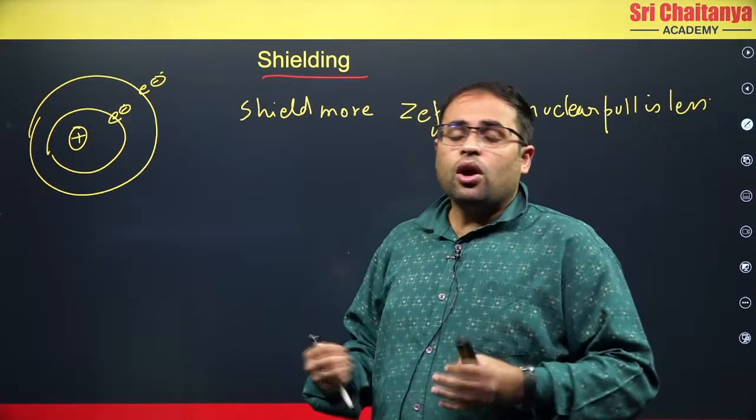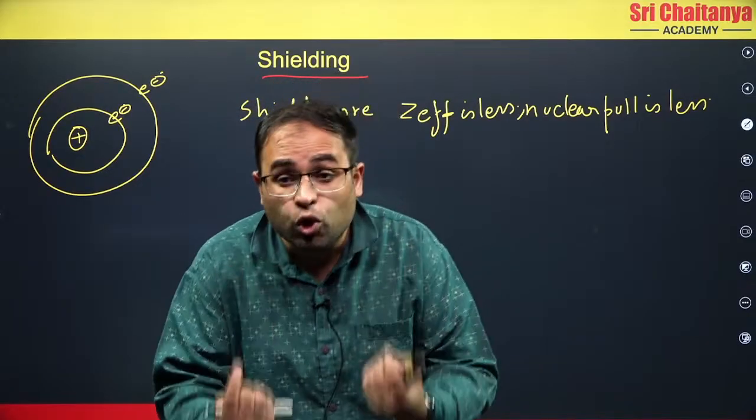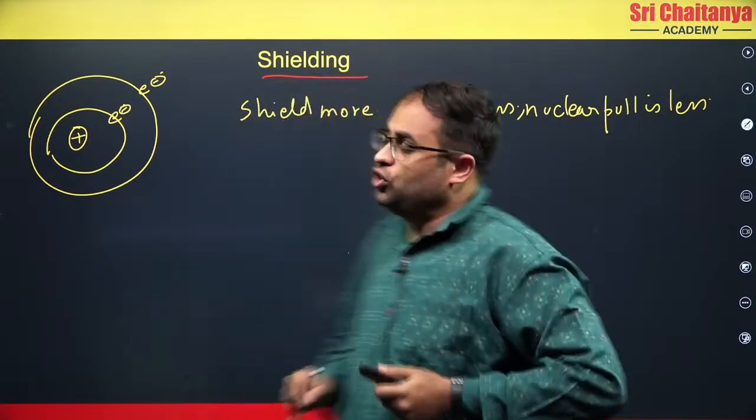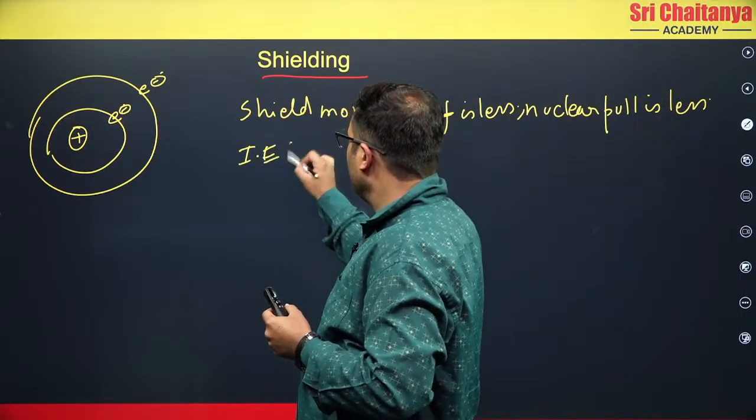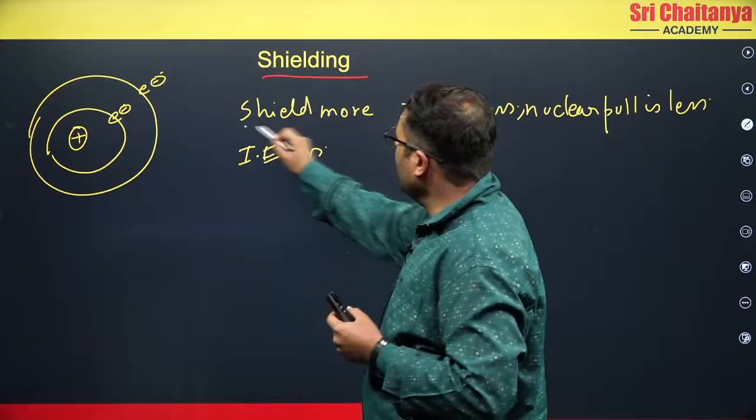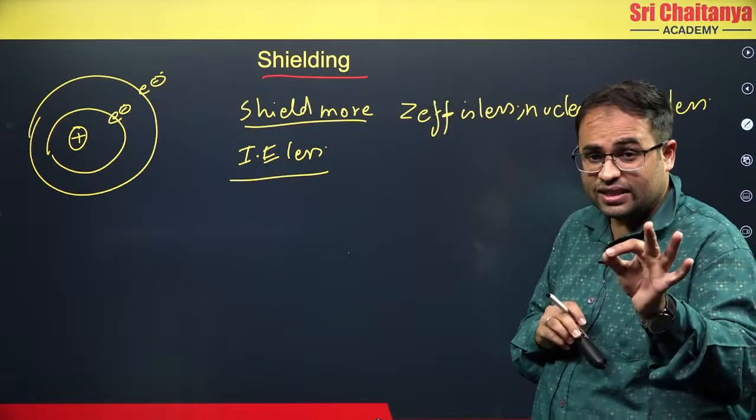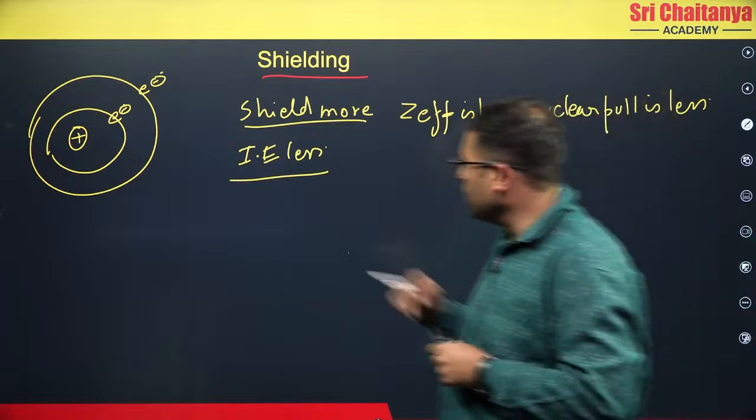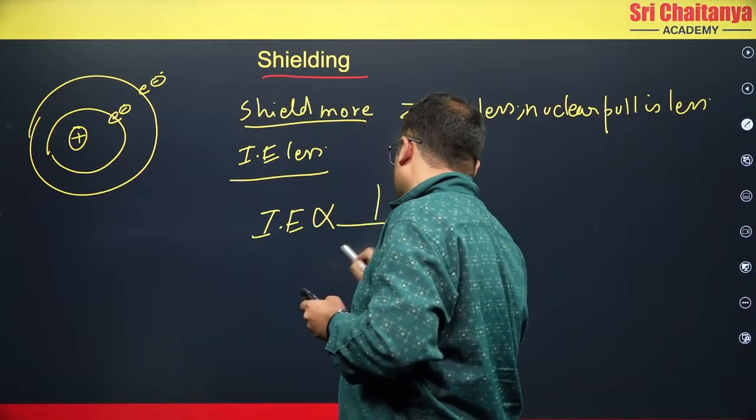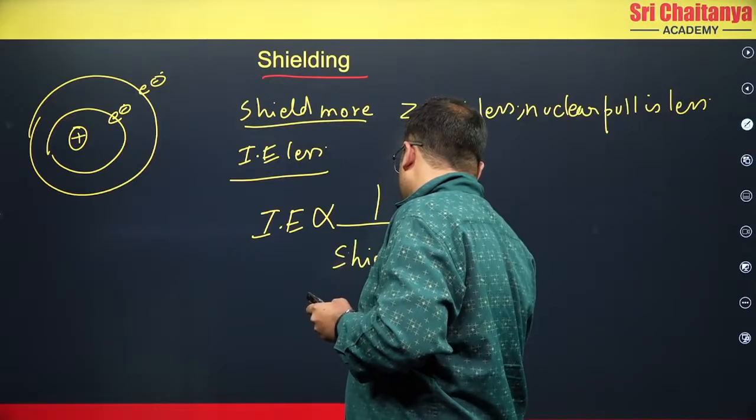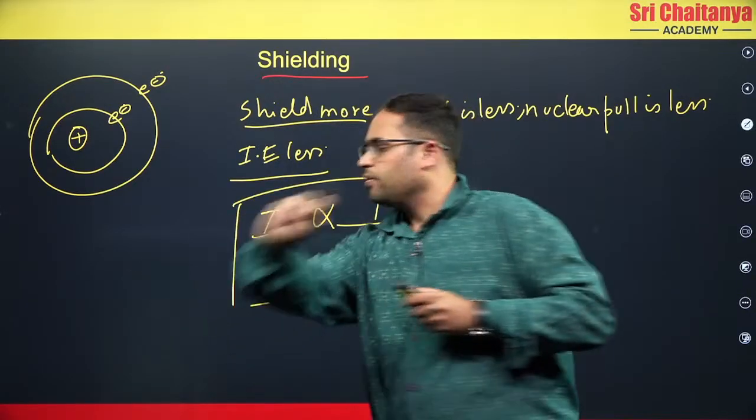Easier means what? What job is easy for you to do? Which consumes less energy, right? So the ionization energy will be less. Shield more, ionization energy less. So can you tell me the relationship between them? I can say that ionization energy is inversely proportional to shielding, right?